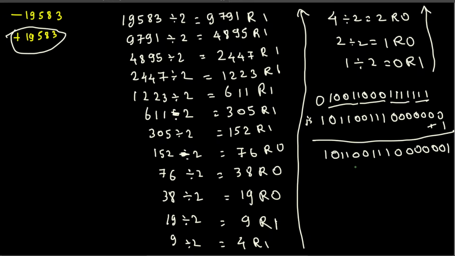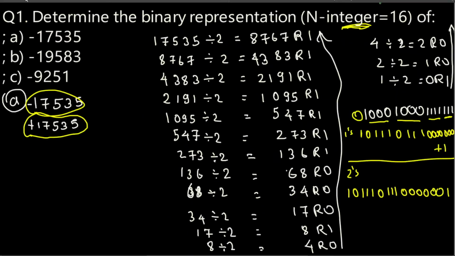1 0 1 1 0 0 1 1 1 and 7 zeros. Now we have done with the B part. Let's do the C part.